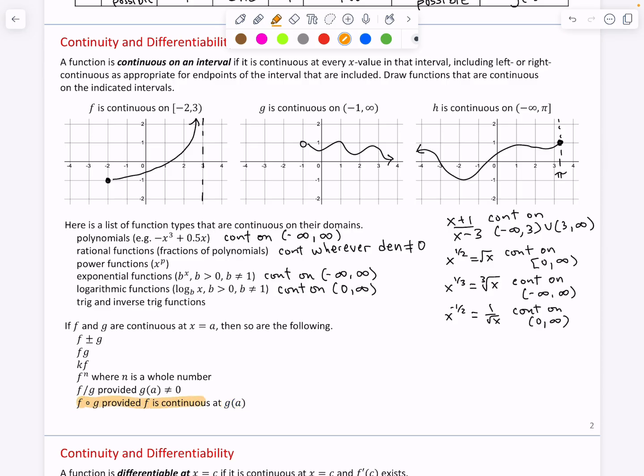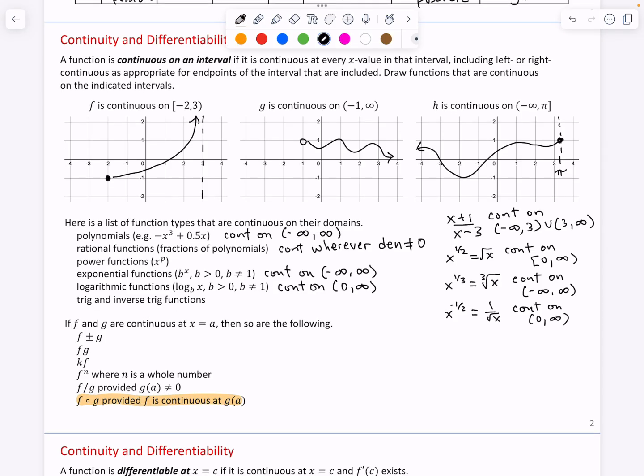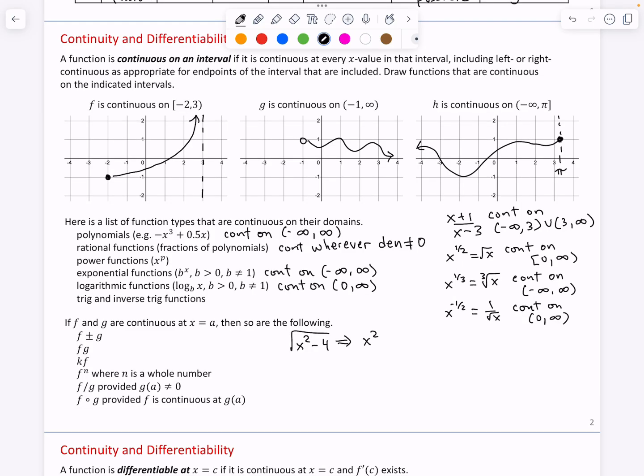I don't want to go too far into the weeds on this one. Let's just do an example or two. I'm going to do a composition of x squared minus 4 into the square root of x function. Now the interior function is continuous everywhere, but when I plug it into the square root function, we're going to have some domain restrictions. You can only square root non-negative numbers. So we need this argument x squared minus 4 to be bigger or equal to 0.